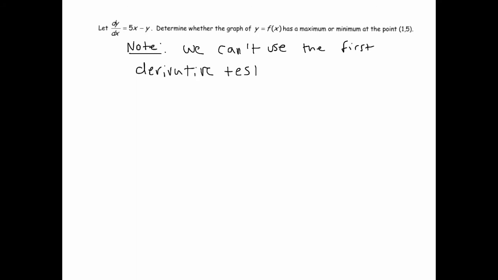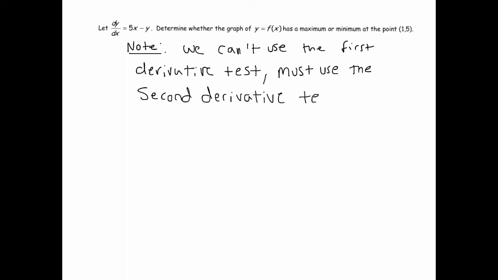So I'm just going to note, we can't use the first derivative test. In other words, we can't do an f prime number line. So we must use the second derivative test. So this problem is written in such a way that we're forced to use that test.